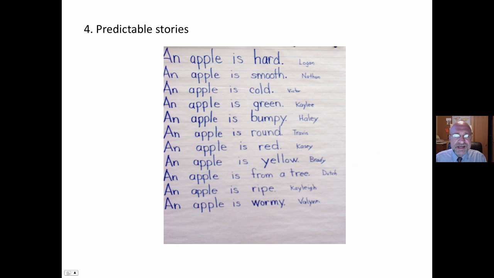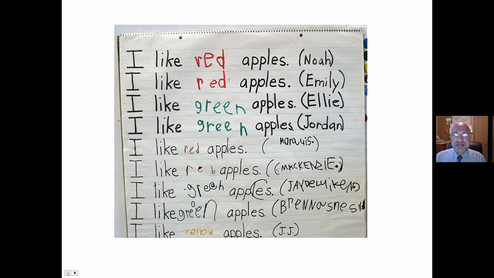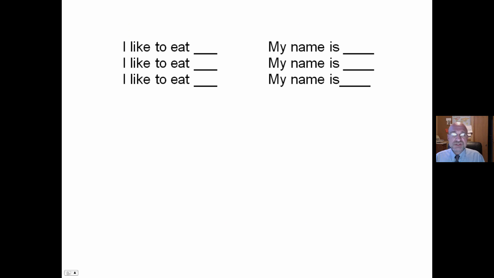Predictable stories are great. An apple is, and each of the children gave a descriptor. An apple is hard, an apple is smooth. They can read their own, and you can read this with choral reading or echo reading. Practice reading that and pointing to the words. I like this one. I like red apples, green apples, yellow apples. And the teacher actually had the word red in red print around here, so you could look at the word red and you could actually write it in there. Again, scaffolding to make sure that children experience success.